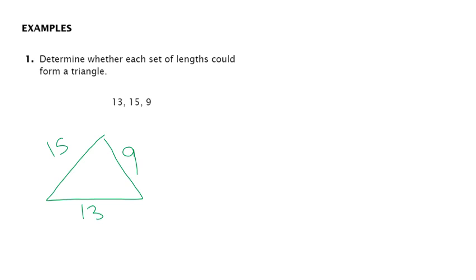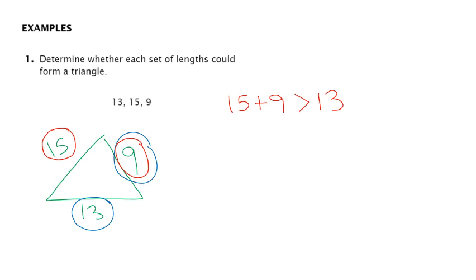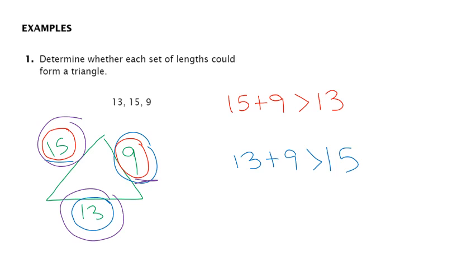What they're saying is if I add up any two sides, so if I add up, let's say, 9 and 15, it must be greater than 13. Same idea, if I add up 13 and 9, it must be greater than 15. And then the last one, if I add up 15 and 13, it must be greater than 9.